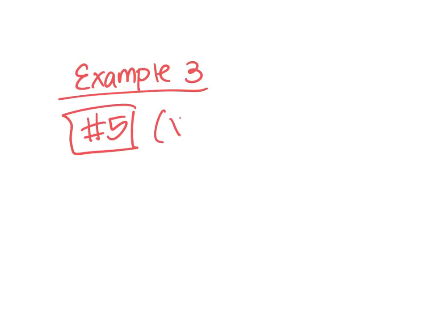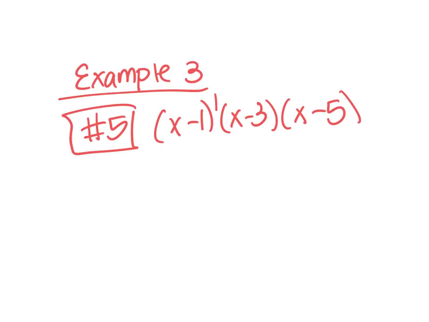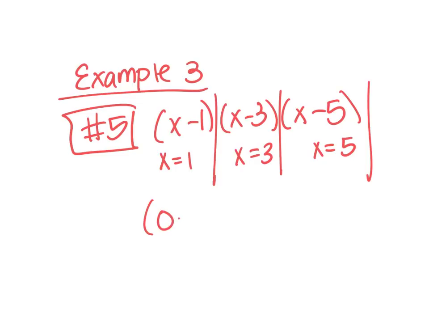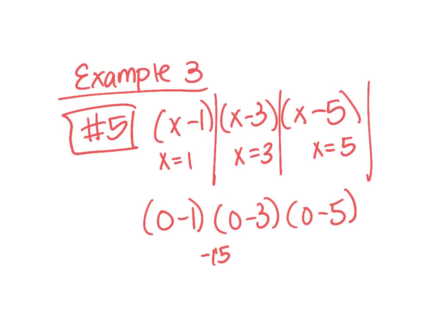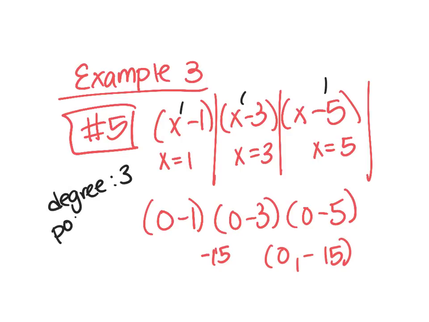Let me do one more example. Example 3, number 5. I'm only going to show you how to find the x-intercepts on this one and the y-intercept. So you set each of them to 0. So you get x equals 1, x equals 3, and x equals 5. And then you find your y-intercept. You do 0 minus 1, 0 minus 3, 0 minus 5. And that's going to give me negative 15. So my y-intercept is 0, negative 15. Here I have 1, 2, 3, so my degree is 3. And it's going to be a positive function.